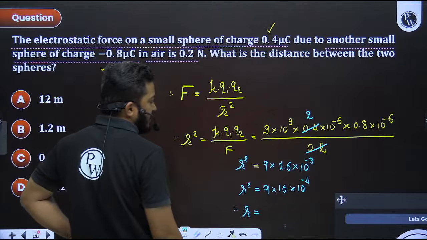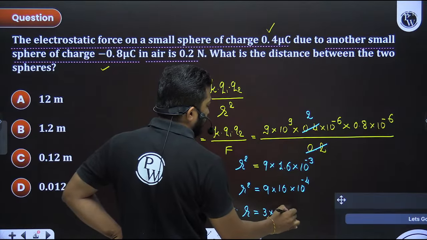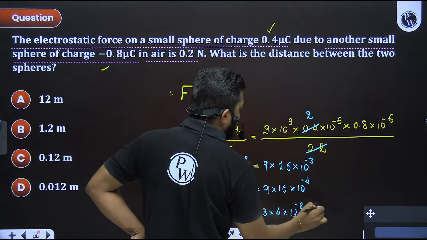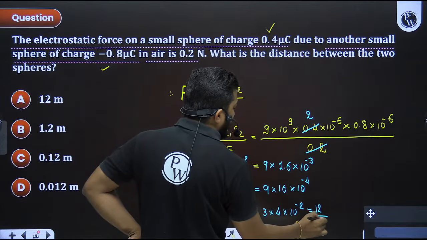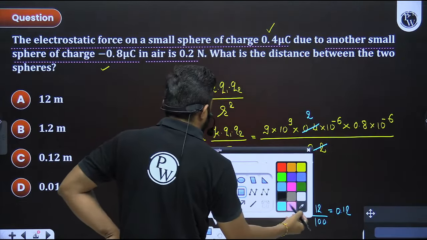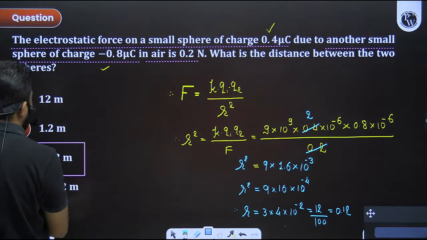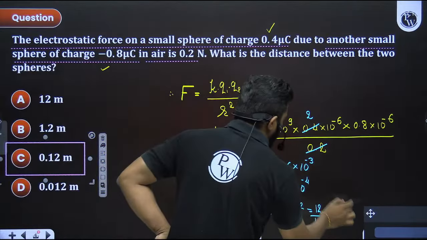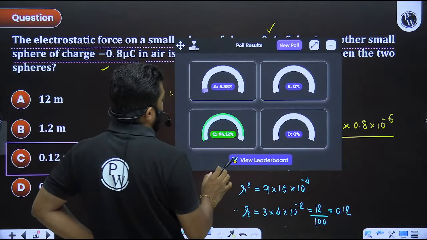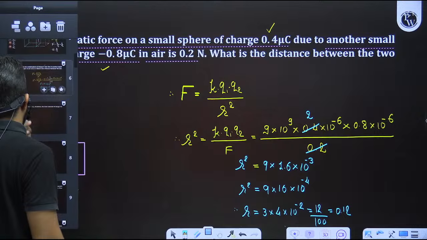So finally I can say the root of 9 is equal to 3, the root of 16 is equal to 4, and the root of 10 raised to minus 4 becomes 10 raised to minus 2. So 4 into 3 is equal to 12, and 10 raised to minus 2 becomes divided by 100, and the answer is 0.12 meter. So the distance between the two charges is 0.12 meter. Option C is the perfect answer, and I hope that many of you are going to click the correct answer. Okay, that's perfect. 94.12% students are going to click the perfect answer.